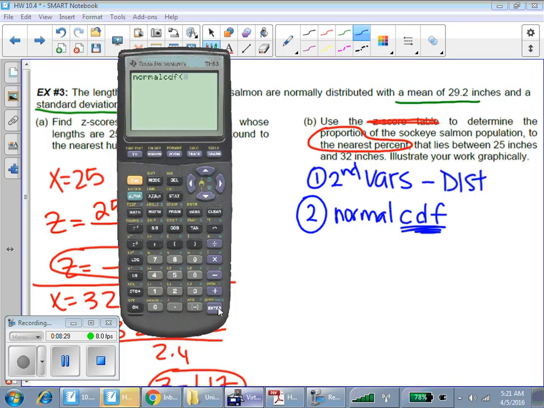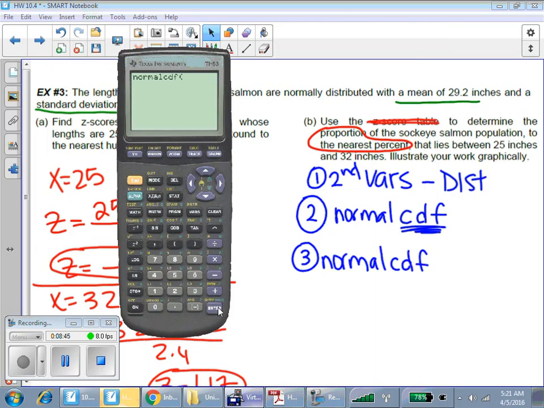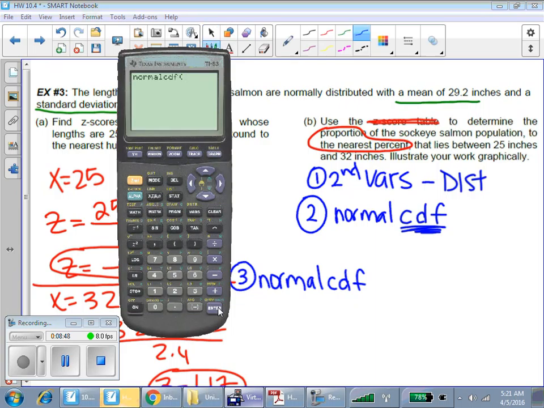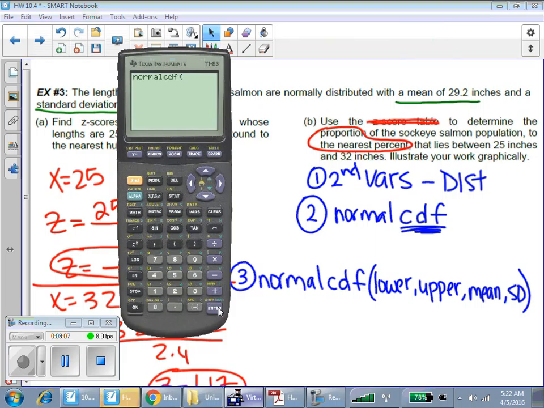Now, your screen might look different than this. This is what my screen looks like. Remember, I have an older calculator, so your screen may look different. Now we're going to put in the information in a specific format. You're going to do this with me. The first thing we put in is the lower bound. Then we put in the upper bound. Then the mean. And then the standard deviation. And then we close the parentheses. Okay? So let's do that together.